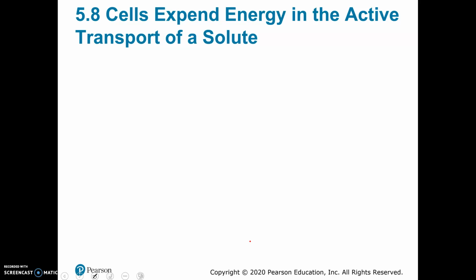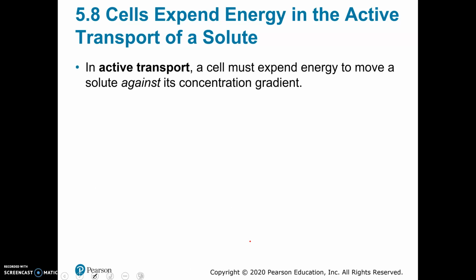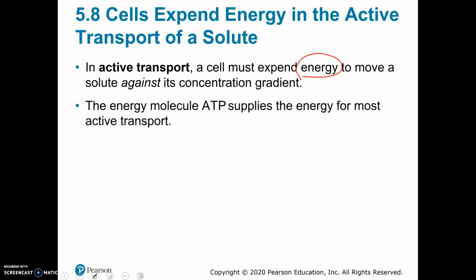All right, and that brings us to the last thing, which is active transport. So active transport is the opposite of everything we've talked about before. Everything we talked about before was called passive transport because no energy was required. So that was diffusion, osmosis, and facilitated diffusion. Active transport requires energy, ATP typically. This is going to go against the gradient.